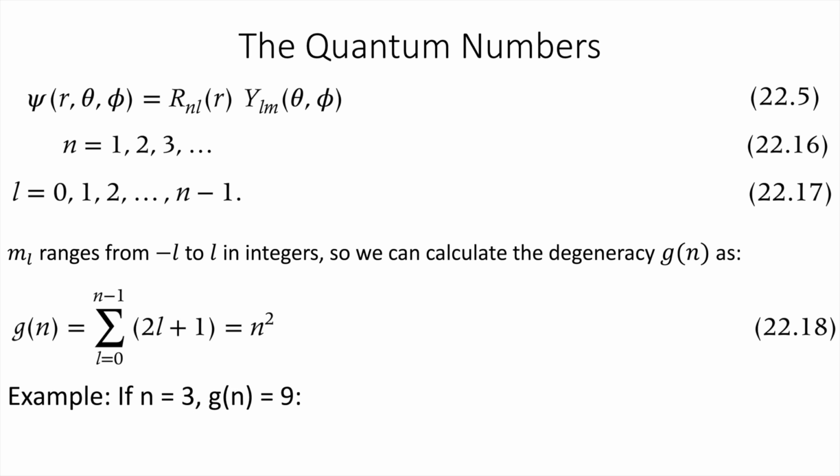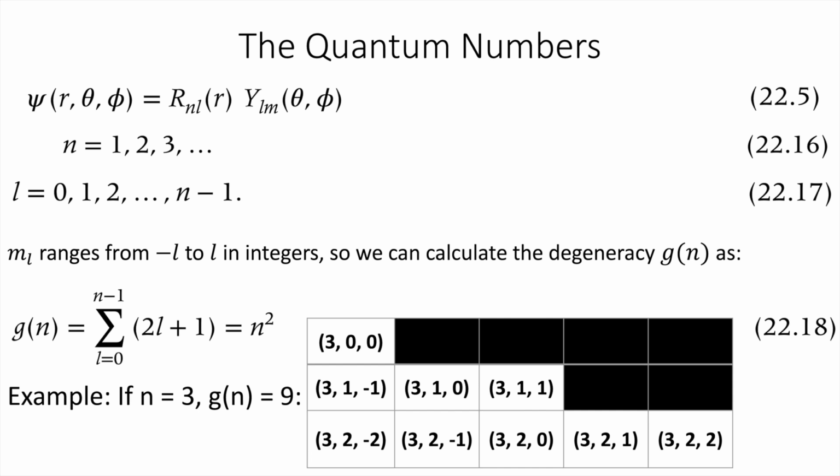Okay, so let's look at degeneracy. We'll define that a little more moving forward, but let's look at what it is here. Degeneracy is a function g of n, which is a summation of 2l plus 1. Basically, this is based on those three rules that I gave above, equations 22.5, 22.16, and 22.17. A consequence of this is that the degeneracy is that summation, which can be simplified to actually be n squared.